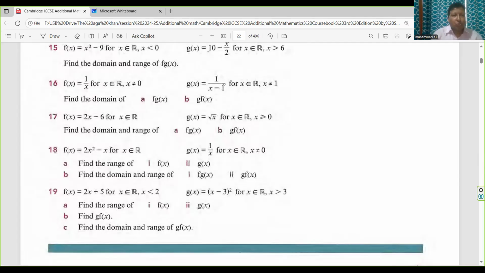Question number 17: f(x) equals 2x minus 6 for x belongs to real numbers, g(x) equals root over x for x belongs to real numbers, x greater than or equal to 0. Find the domain and range of (a) fg(x), (b) gf(x). So at first we try to do question number 17a.